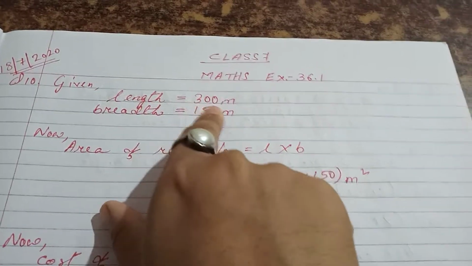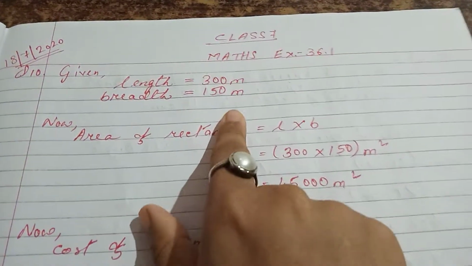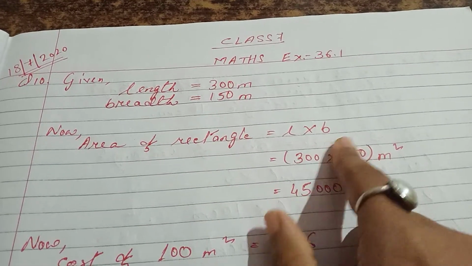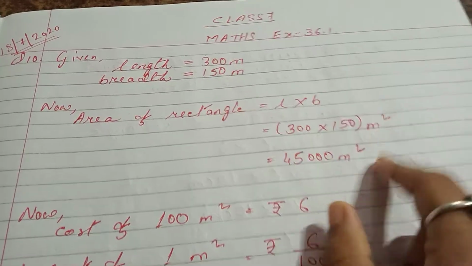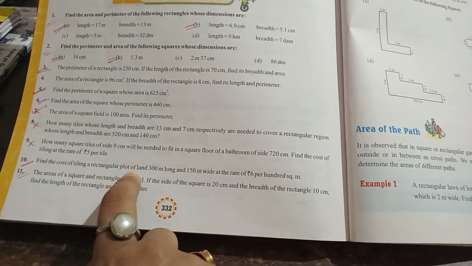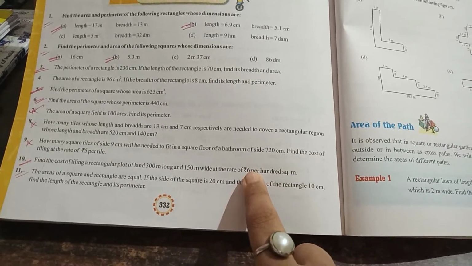So we'll write down the given. Length equals 300 meter and breadth equals 150 meter. So we will find out the area of the rectangle. Now area of rectangle equals L into B equals 300 into 150 meter square, which gives us 45,000 meter square. Now in the question it is given that we have to find out the cost of tiling a rectangular plot of land, and per 100 square meter the cost is ₹6.